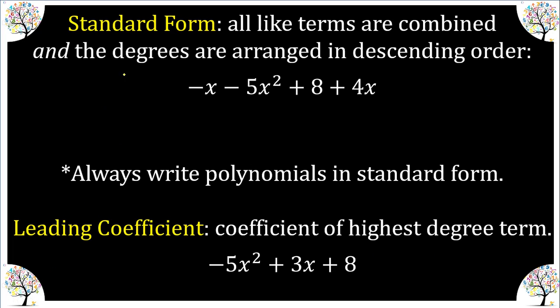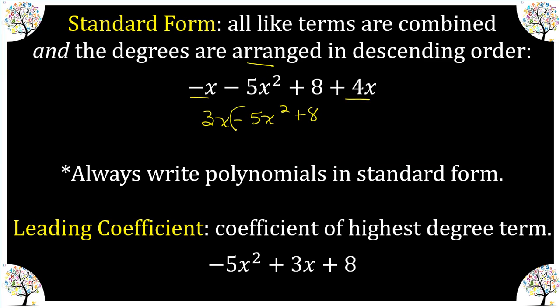Let's talk about 2 more vocab terms. Standard form. Standard form is when you have a polynomial where all the like terms are combined, and then the terms are arranged from the greatest to the least by degree. So let's look at this example. It looks like it has 4 terms, but really we need to combine like terms first. So I'm going to combine negative 1x and 4x. So first we make sure that all terms are combined. Now we need to rearrange them.